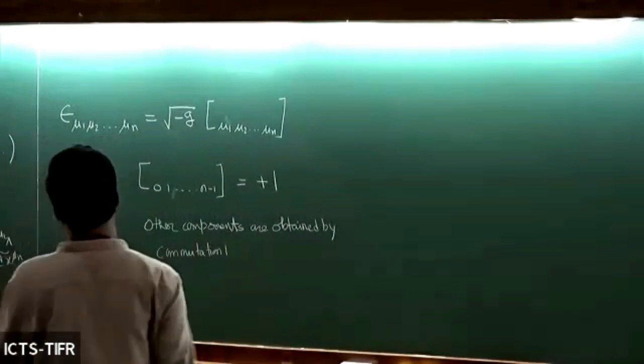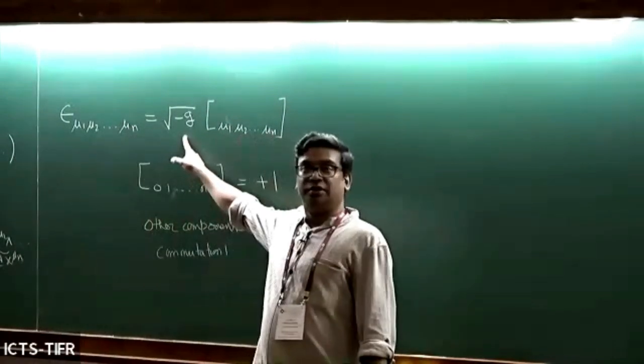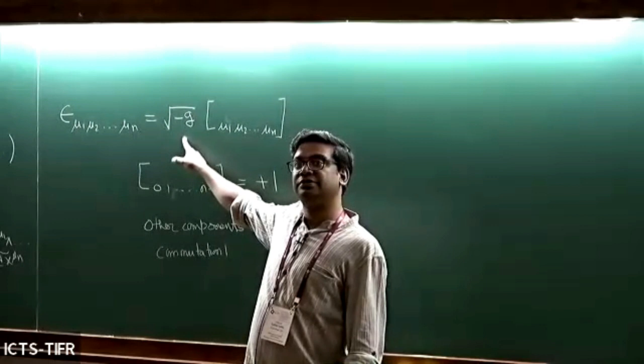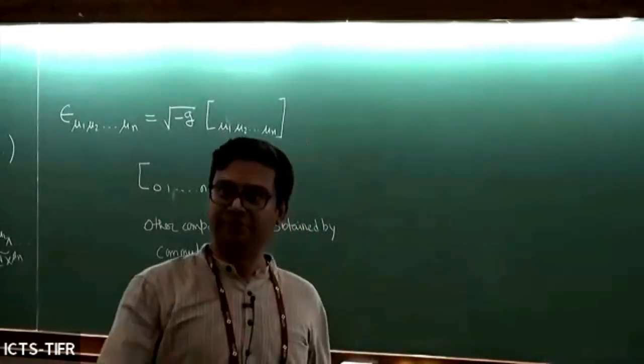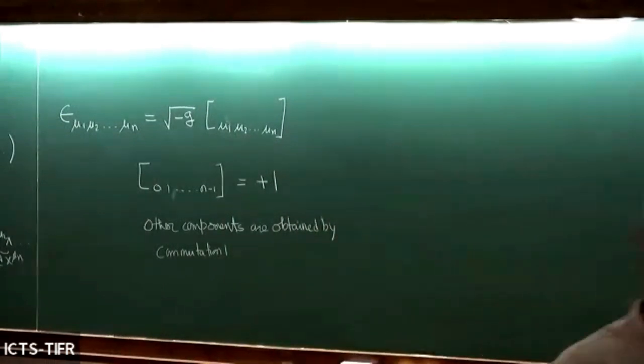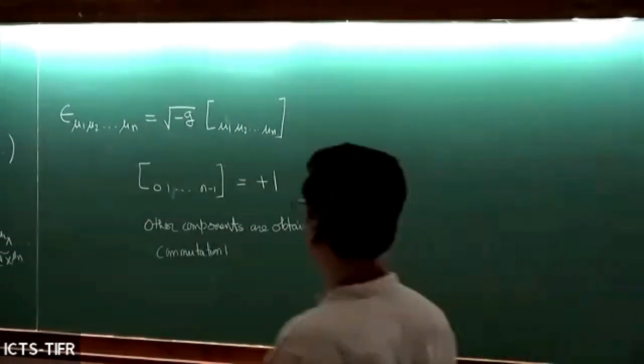Why is there a square root of minus g here? Anybody? That's a density. So this square root of minus g makes the things tensors, right? So that's very important. Thanks. Okay, good. So that is why I have this square root of minus g.